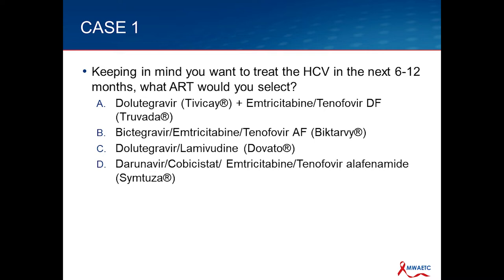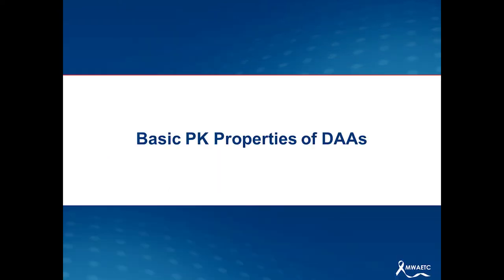Dolutegravir plus emtricitabine TDF, so Tivicay Truvada. Bictegravir, FTC, TAF, or Biktarvy. Dolutegravir, lamivudine, or Dovato. Or darunavir, cobicistat, emtricitabine, TAF, or Symtuza. Okay, and what's interesting about this is what nobody picked, which is good: the drugs that are no longer a preferred agent within the HHS guidelines for the majority of people with HIV, primarily because of interactions associated with them. So let's dive a little bit deeper.